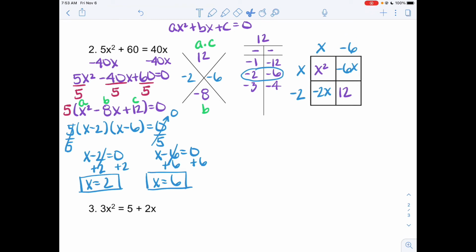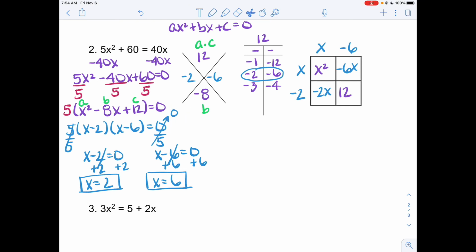I can write my factored form of my equation over here. So don't forget the 5. It does end up going away in the next step, but don't forget to write it. And then I have x minus 2 and x minus 6 is equal to 0. I can divide the 5 on both sides so that I can get rid of it. It's going to go to 1 on this side, and 0 divided by 5 leaves me 0 on the other side.